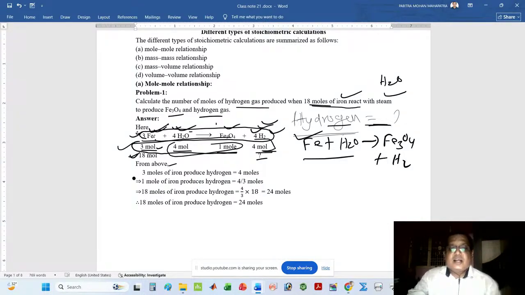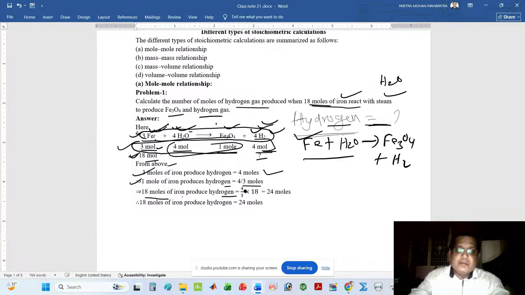So here I can write 3 mole of iron produce hydrogen how much? 4 mole. If I want to find out for 1 mole of iron, how much is produced? 4 by 3 mole. Next, our target is to find out for 18 mole. So 18 mole of iron produce hydrogen how much? 4 by 3 into 18.